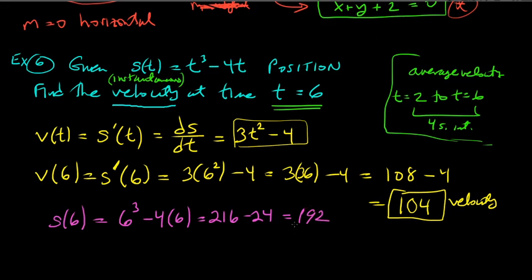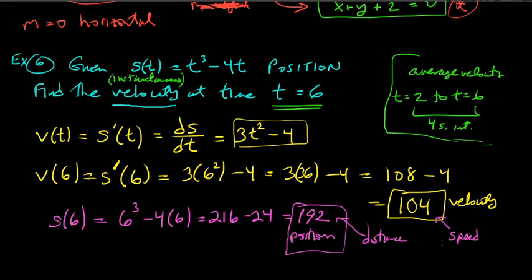Okay, so that's not velocity, right? This is position. Right? This tells you where you are. You're at the position of 192 meters, feet, miles, kilometers, whatever units of distance we're using. Right? So this is a distance. This is where you are. This is telling you how fast you're going. Right? This is your speed.